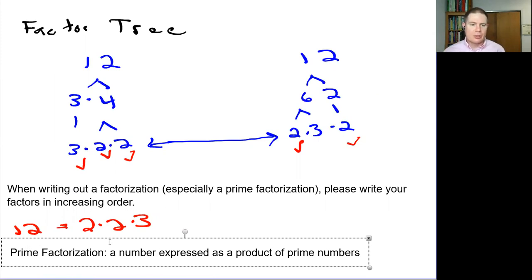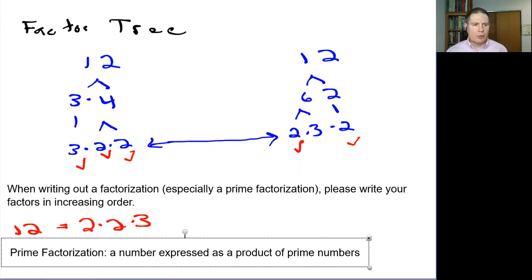So if we're using it as a verb, that's to factor a number into its product of primes. If we're using it as a noun, that is the number expressed as a product of prime numbers. Right? So if I say find the prime factorization of 12, or give me the prime factorization of 12, this is what we're looking for. 12 broken down as far as it can go.